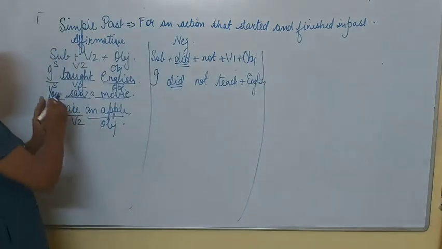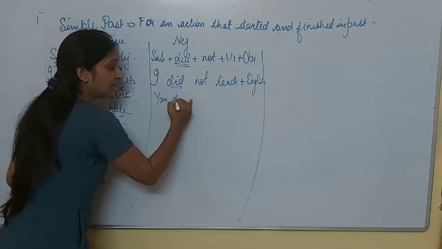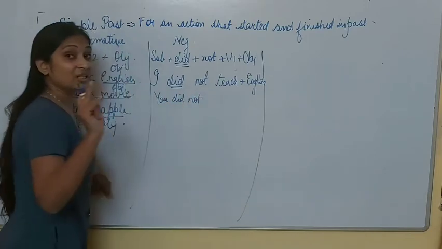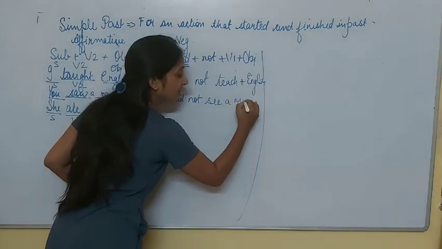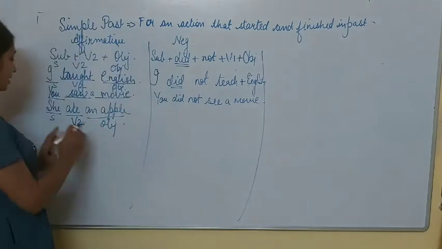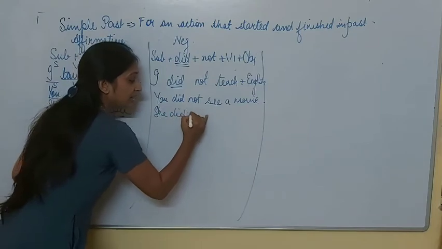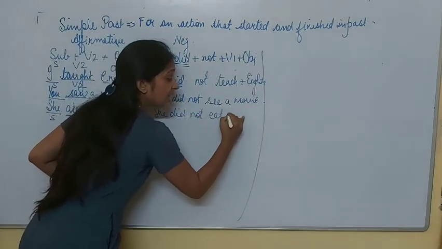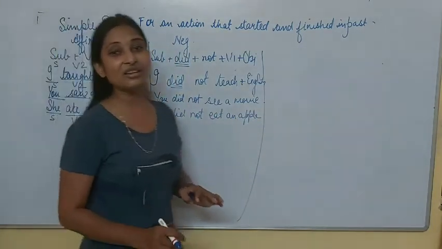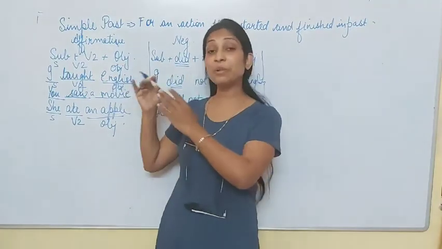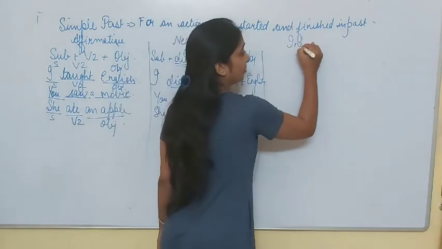Getting me? Second, you saw a movie. So you did not saw or see. It will be see. Okay. See a movie. Alright. Third, she ate an apple. So she did not eat an apple. Alright. So here we have learned the negative simple past sentence. Clear? Now we are going to move on to interrogative.